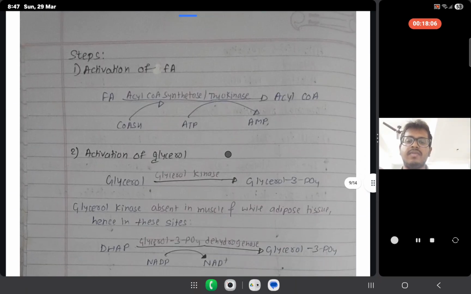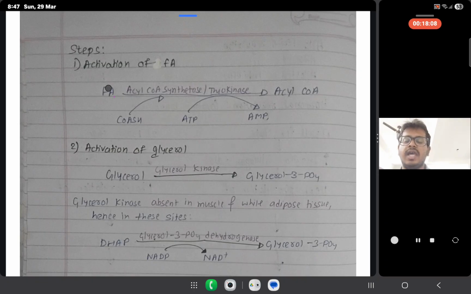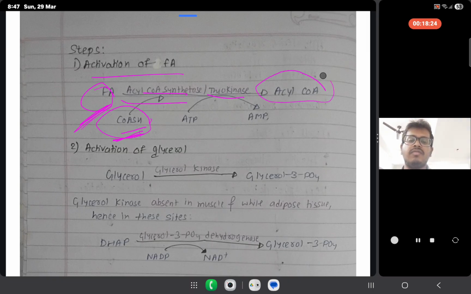First step is activation of fatty acid. As earlier we have formed the fatty acid. Activation of fatty acid is in presence of acyl coenzyme A synthase, or thiokinase. In presence of acyl coenzyme A synthase, acyl coenzyme A is formed. Acyl coenzyme A is formed by using two high energy phosphates.